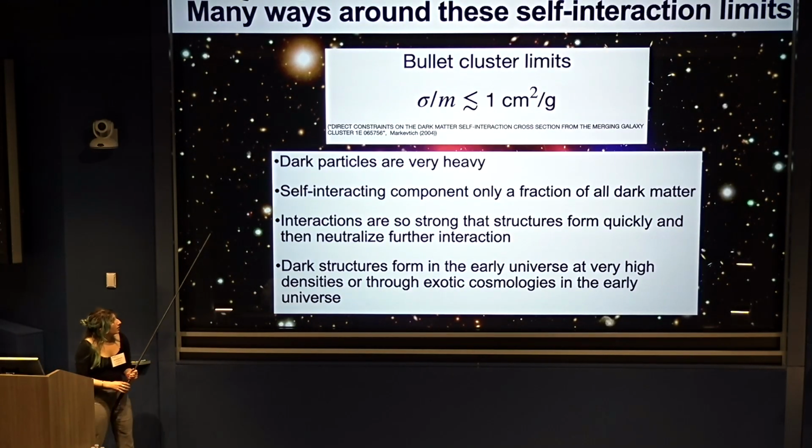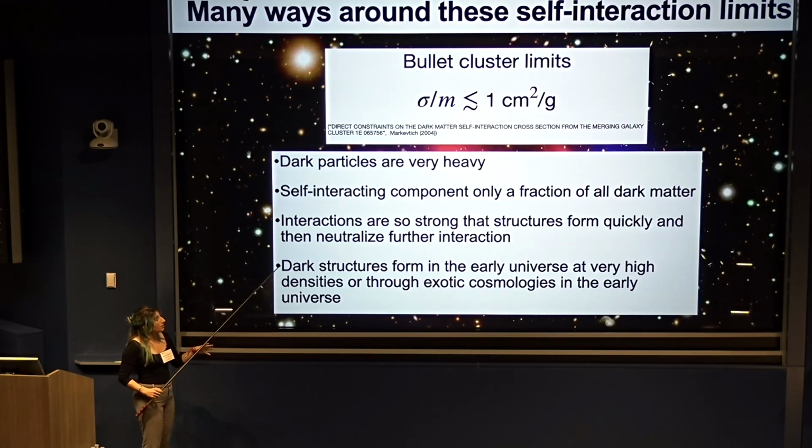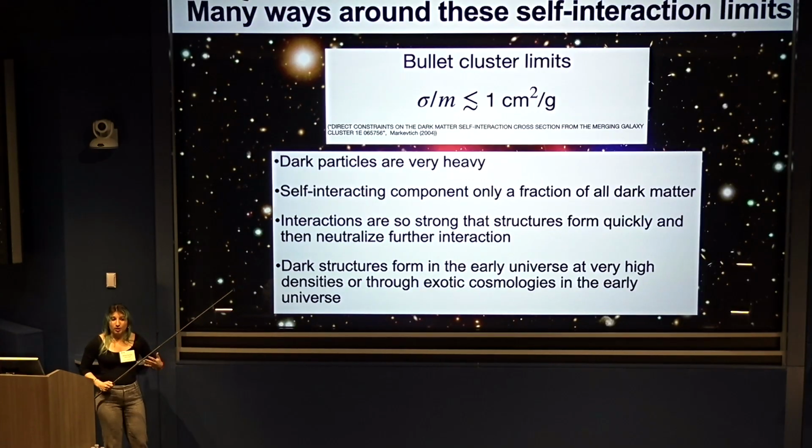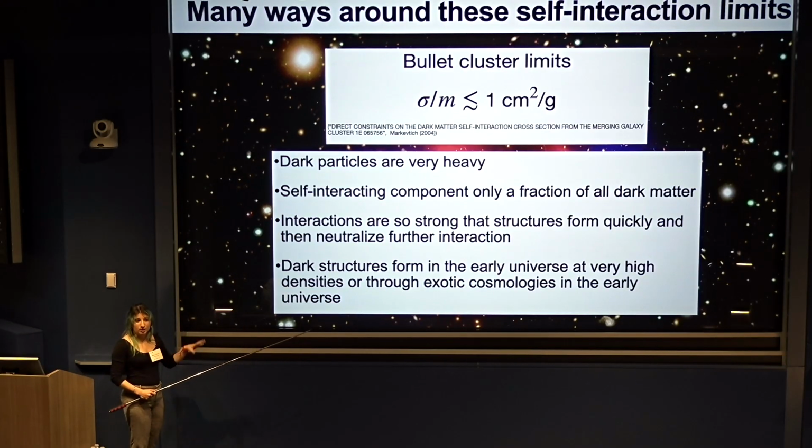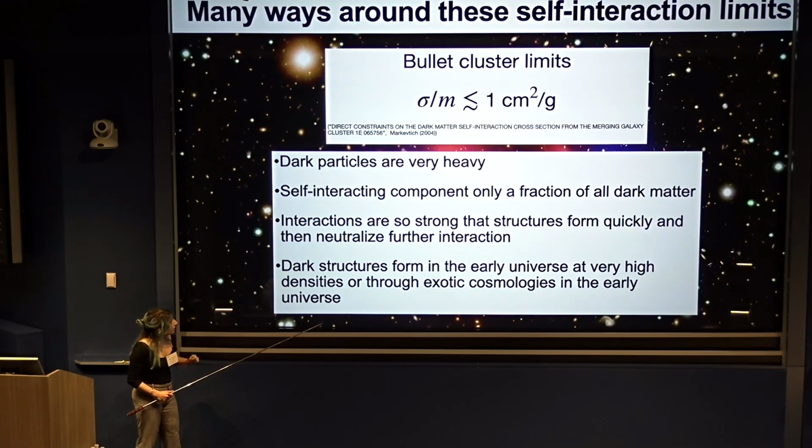And so a couple of ways that one can deal with this is, put simply, you work with particles that are very heavy with interactions that are very short range, and ones that may only be relevant very early in the universe at very high densities, so that the evolution might start at early times, or perhaps in exotic cosmologies. And I'm going to get into that in a little more detail in the next slide.